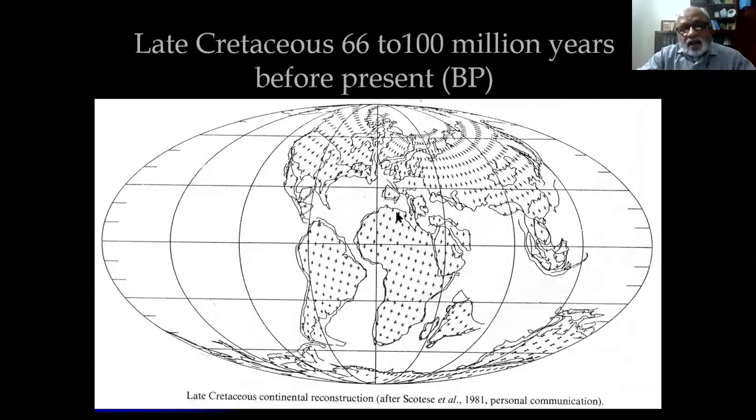Now you can see South America and North America are moving away from Europe, Eurasia, and Africa, and the Atlantic Ocean is starting to come up. Then you have the Sea of Tethys here, which is going to be closed. In fact, with time, it will be closed and a new ocean will form.